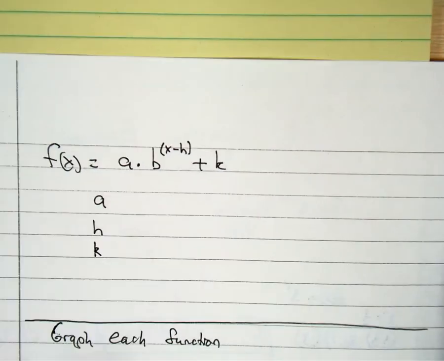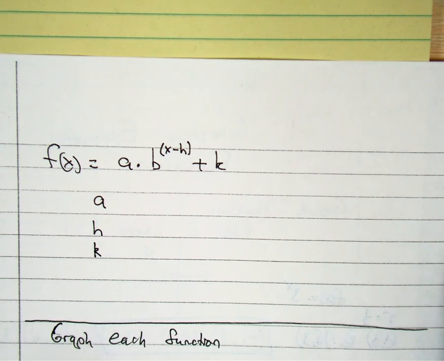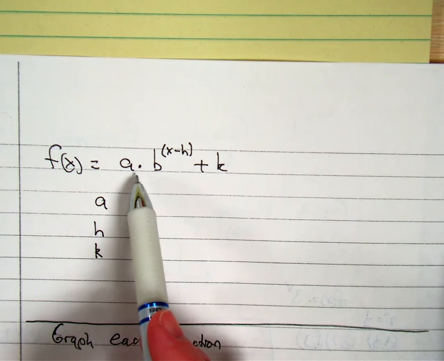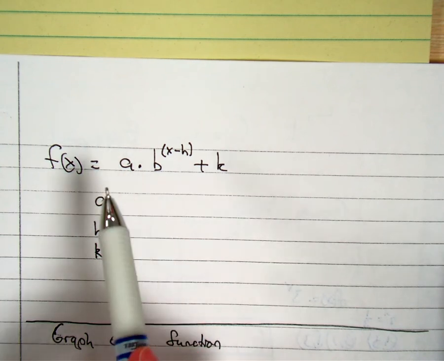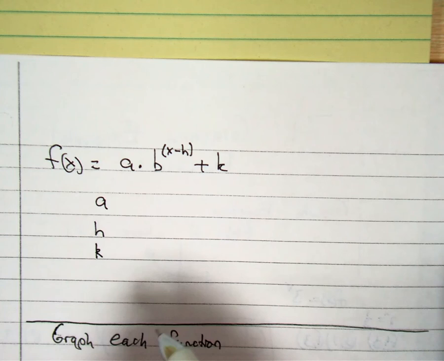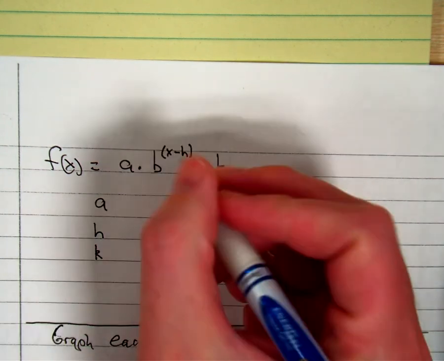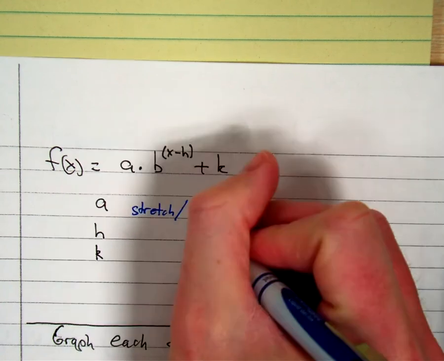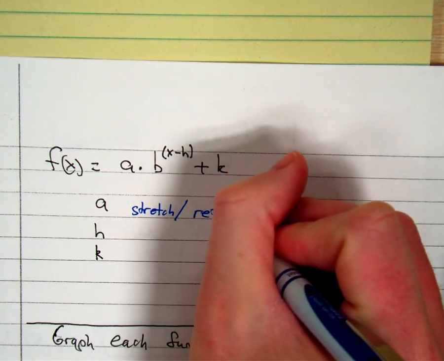Okay, just like with anything else we've done so far this year, we are going to have some shifting, some translations involved. Our a is going to be our multiplier and stretcher. Okay, it can also reflect it upside down if it was negative. So this is going to be our stretch, or reflect if it's negative.